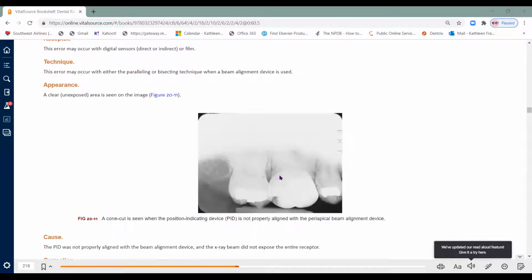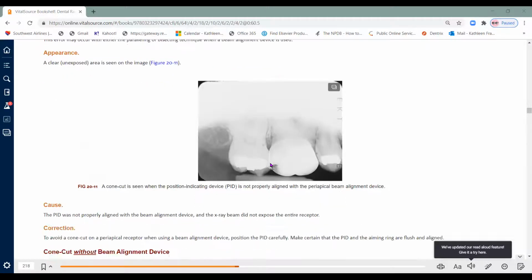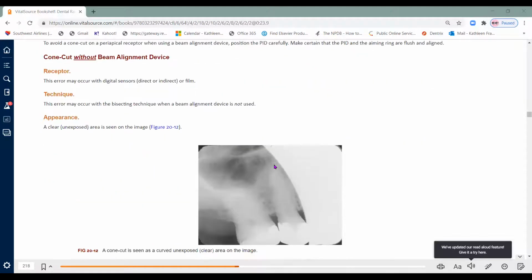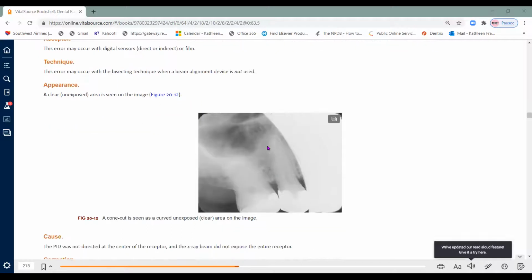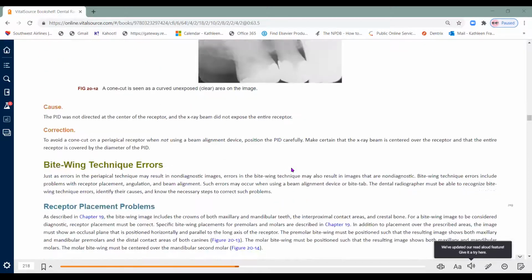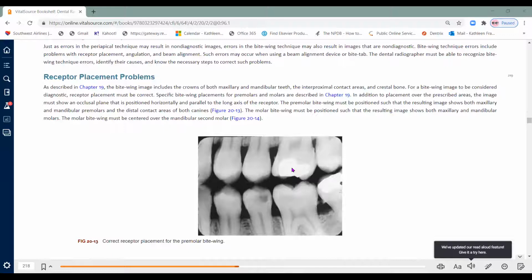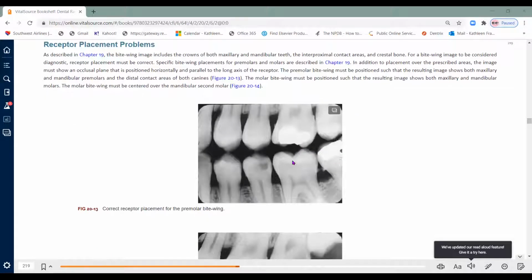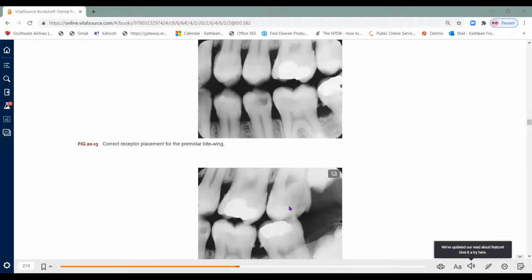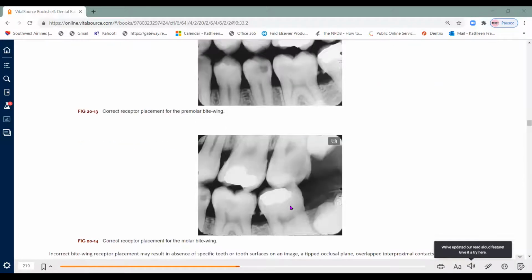This is a cone cut because the film was not in the middle of the PID circle. Okay, so half a part of it was missed. Again, here's another cone cut. This is the correct image, right? Because we can see a black line through every tooth. You look right there, that's actually calculus right there. So if a patient has that and they tell you they've been flossing all the time, you know that they're lying to you.